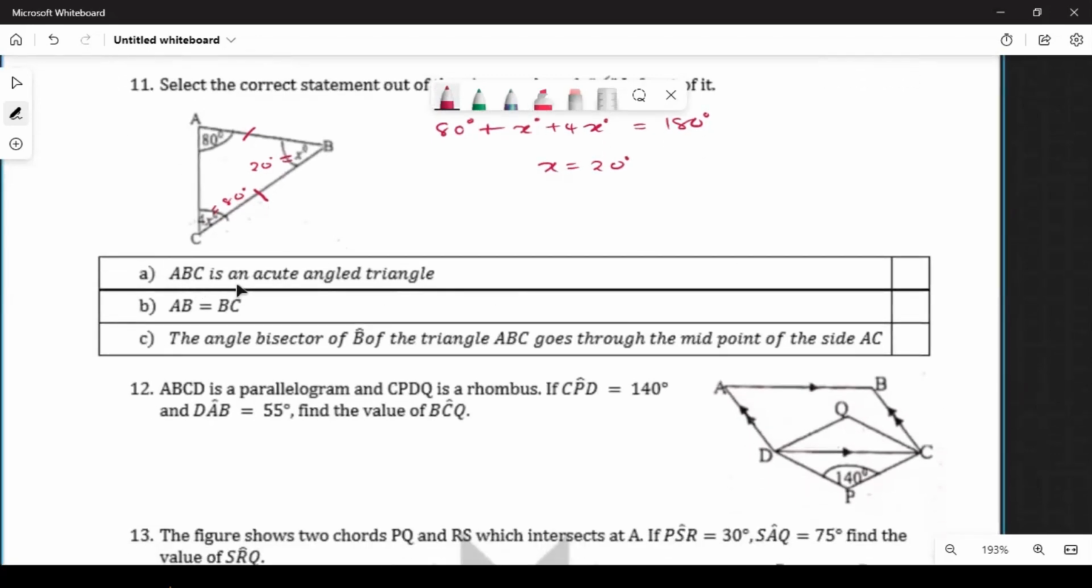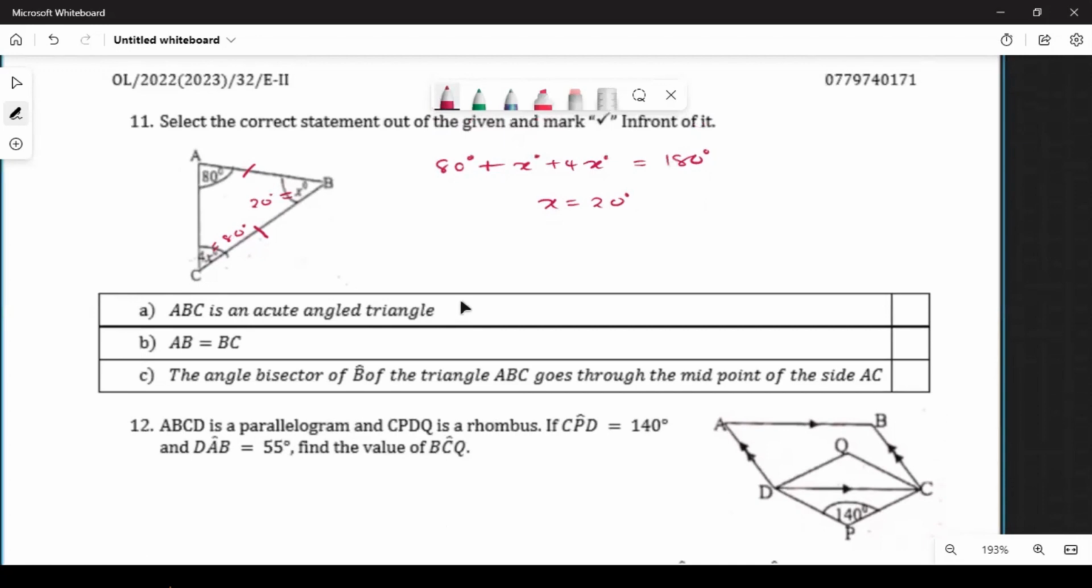All right. Now the first statement, ABC is an acute angle triangle. If it is an acute angle triangle, yes, it is true. Why? We can see all three angles are less than 90 degrees. So definitely it's an acute angle triangle. The first statement is true. What is the second statement? AB equals BC. Yes, we can see because this one is 80, this one is 80, no? So definitely AB equals BC. That one is also true.